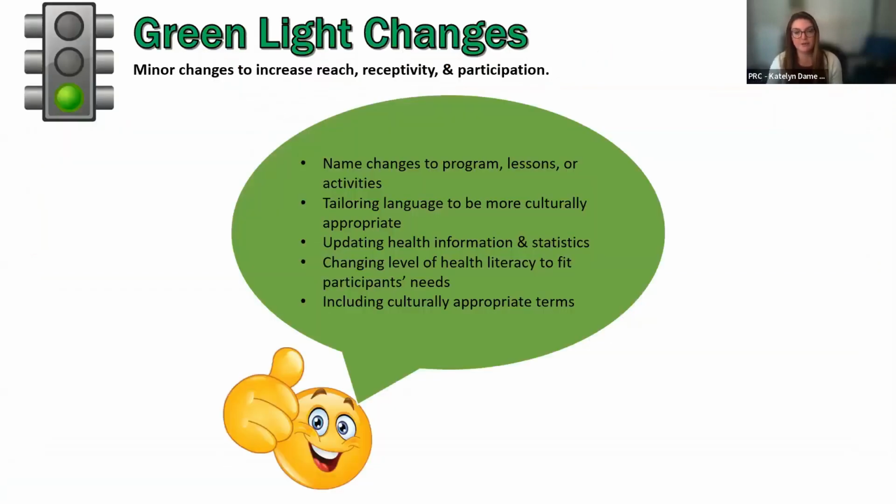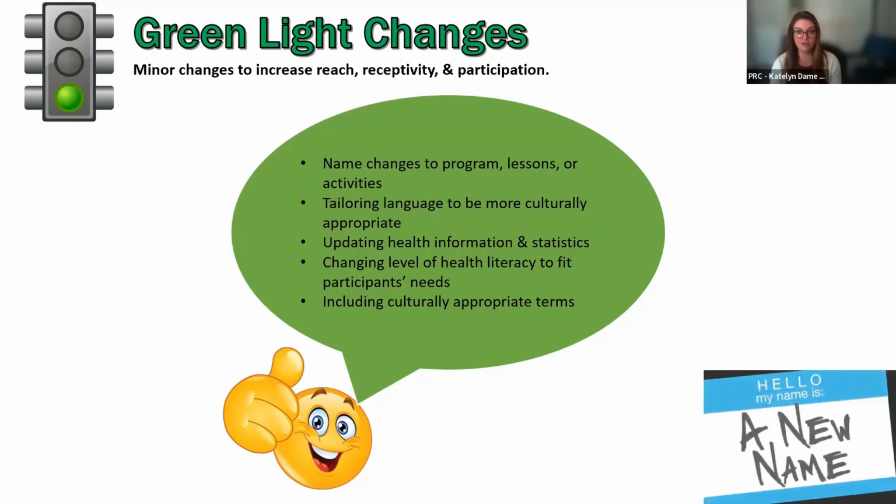And finally, we'll close out this model today by discussing green light changes, which are minor changes to programs that will likely increase reach, receptivity, and participation. And most importantly, these changes are least likely to negatively impact your program outcomes. And in fact, they may even potentially enhance the results. And some examples of these adaptations may include name changes to the program, lessons, or activities to match cultural backgrounds, and even changing the pictures to reflect the community culture or developmental level of participants, which it seems that most of you got correct today.